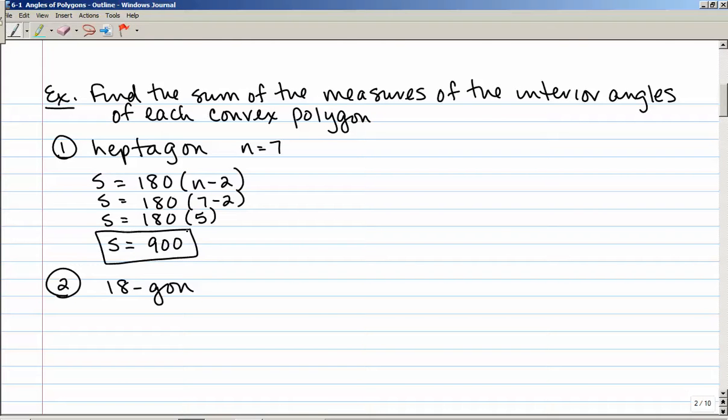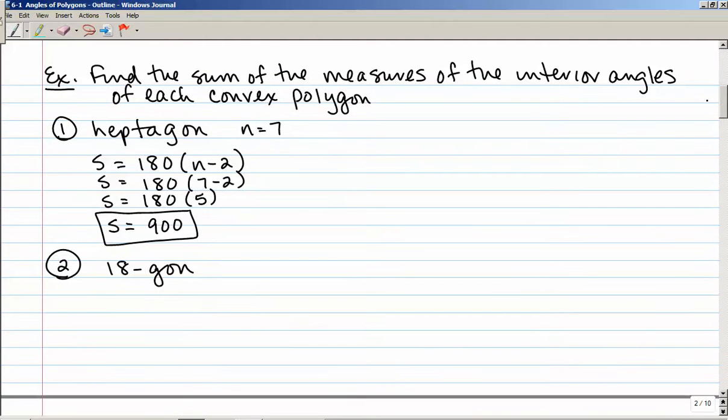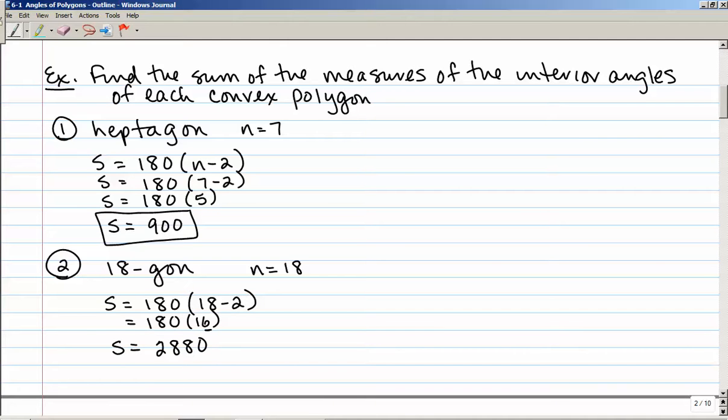Now sometimes a polygon can be so big that we don't have a special name for it, so we just name it by the number of sides. So example number 2 asks for the sum of the measures of the interior angles of an 18-gon. Obviously in this case, n equals 18. So we'll plug that into the formula: 180 times (18 minus 2), or 180 times 16, which is equal to 2,880. So the sum of the interior angles of an 18-gon is 2,880 degrees.